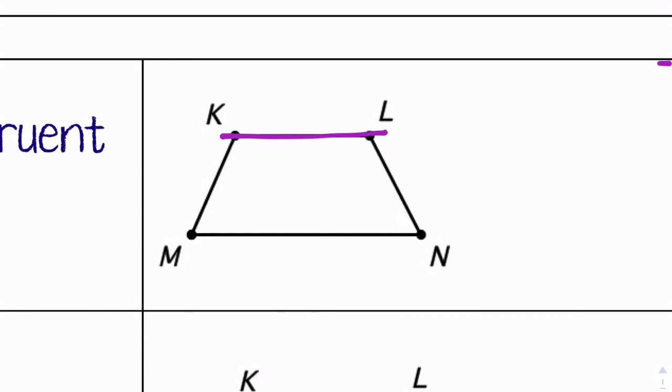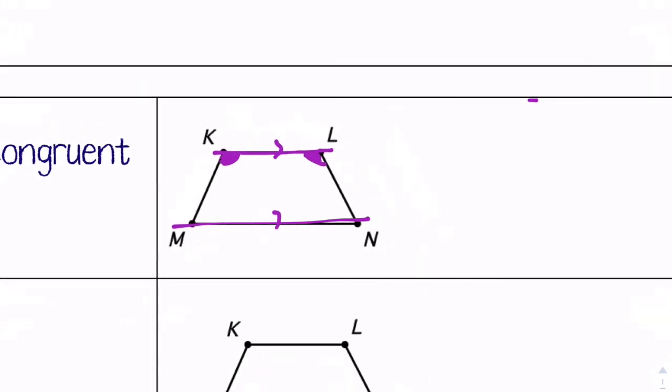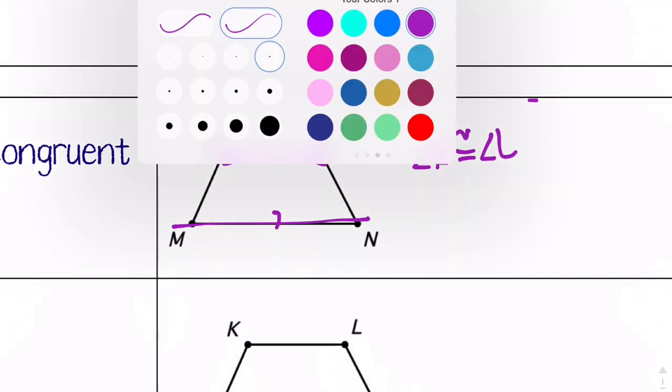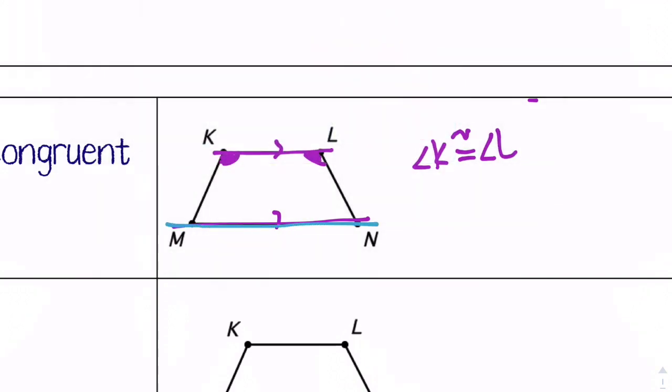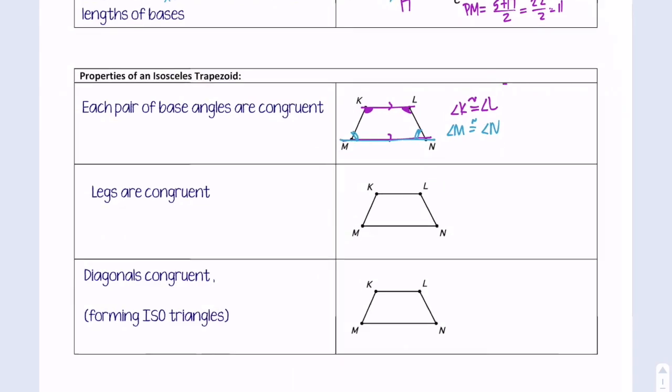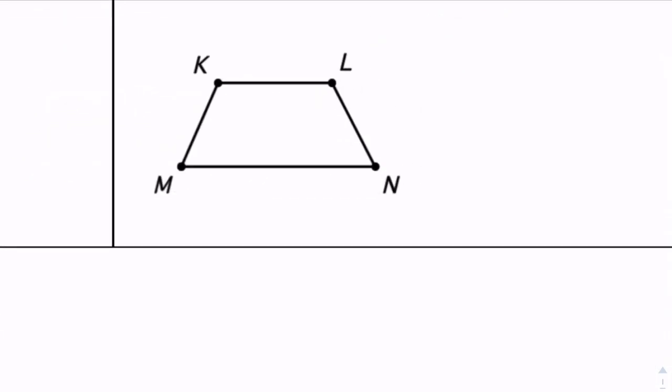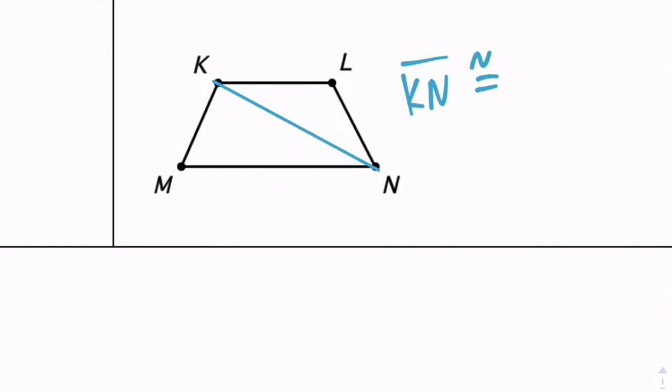So remember, if these are our bases, because there are parallel sides, the angles that are off the same base are congruent. So angle K is congruent to angle L. And then same thing over here, the angles that are from that base. So angle M is congruent to angle N. Legs are congruent. Remember, legs are these right here. So KM is congruent to LN. And diagonals are congruent. So here, if we draw our diagonals in, KN is congruent to LM.